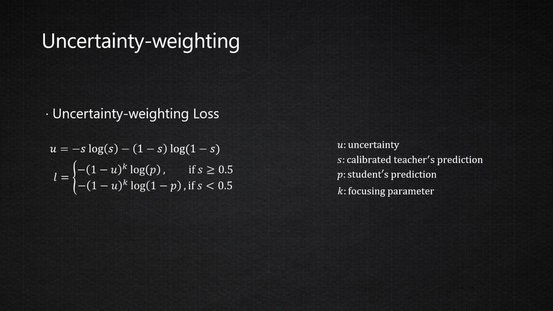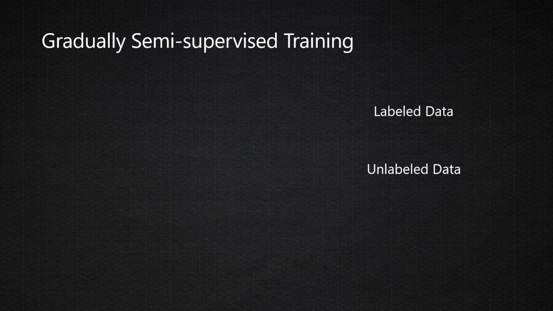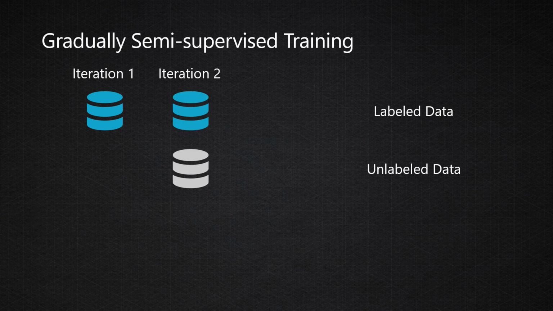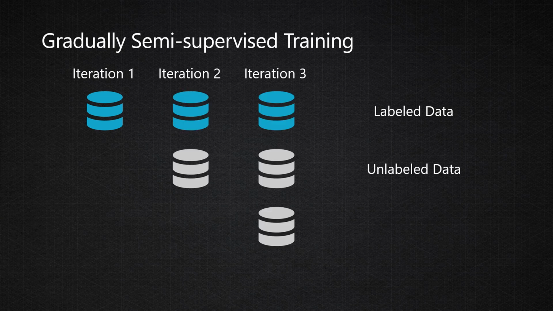K is a focusing parameter, where K is larger than 0, which helps the model focus on the samples with low uncertainty, and P is a prediction of our student network. To avoid the student learning from a large amount of unreliable pseudo-labels, we propose gradual semi-supervised training. In a nutshell, the student is trained with a mix of labeled and unlabeled data, while the amount of unlabeled data increases gradually in each iteration.